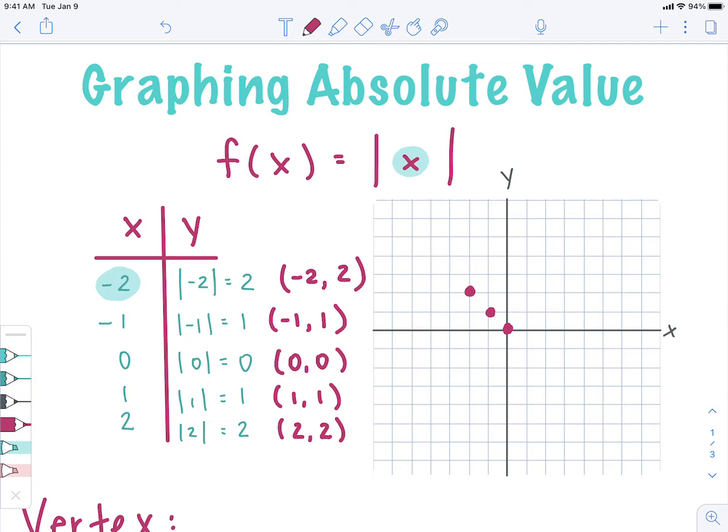Then I've got 1, 1, which is right 1, up 1, right? And then 2, 2. What kind of shape does that look like? The triangle. Kind of, right? Wait, why does mine look so different from yours? I'm not sure. Why does yours look like an animal? I don't know what I did, but this is how mine turned out.